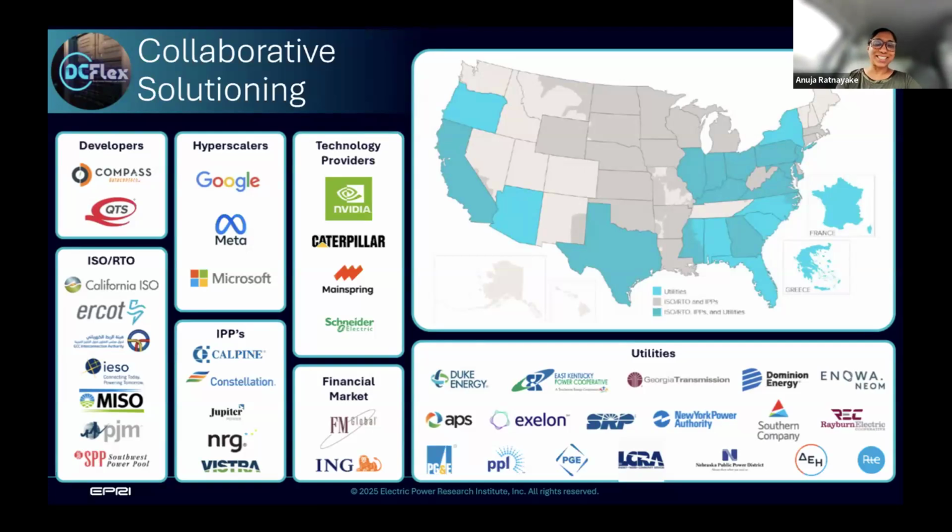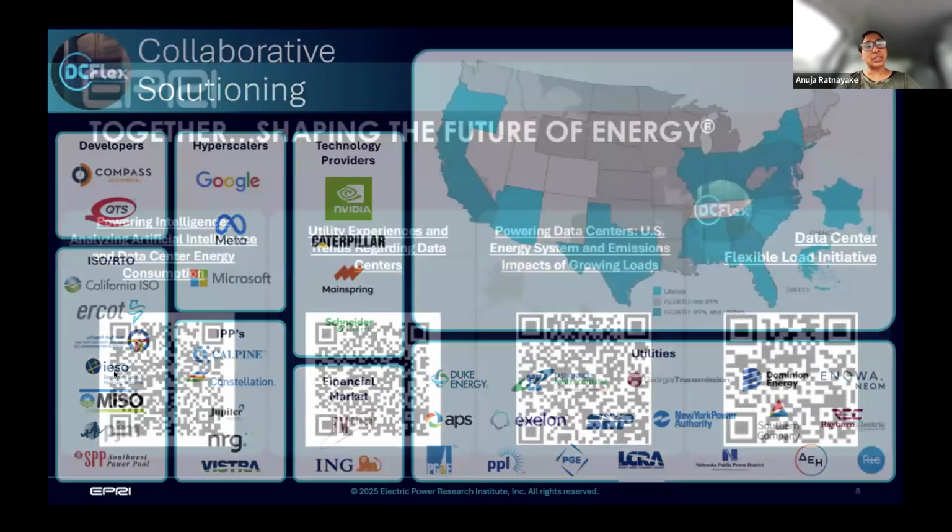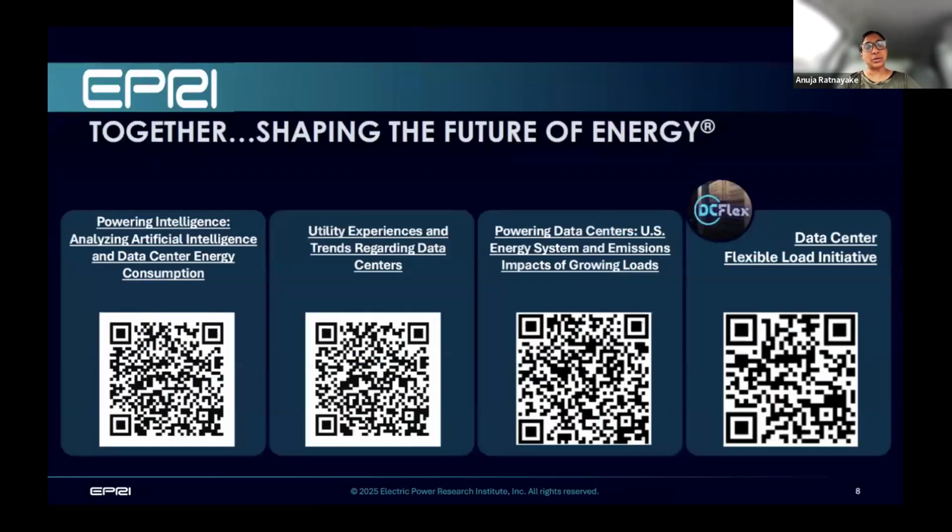So the membership piece keeps changing, to the point that this page keeps getting updated rather often. And then I'm going to close my portion here with one last slide. It's a slide that gives you access to a number of publicly available research from EPRI related to data centers. Many of these were the research that led us to creating DC Flex.